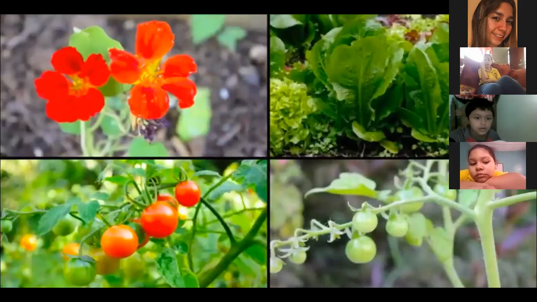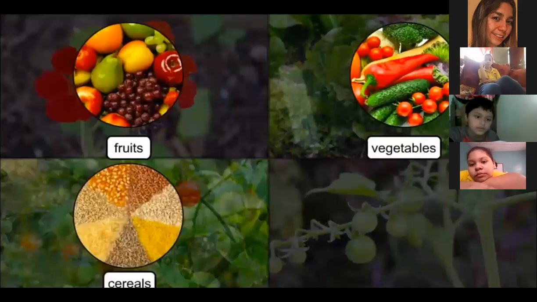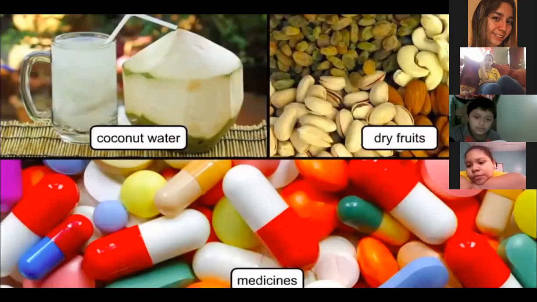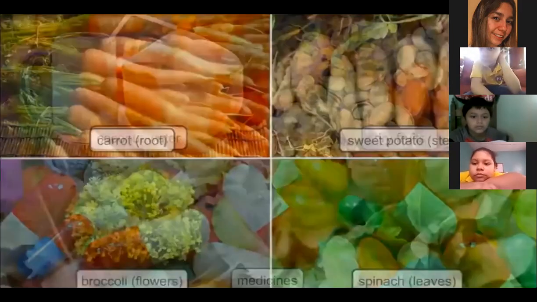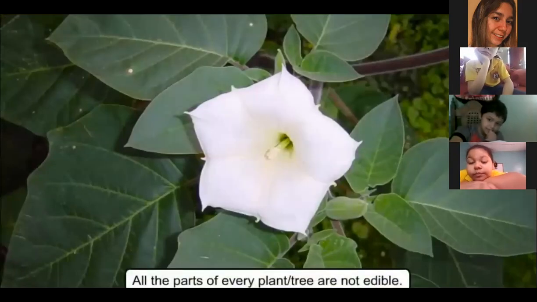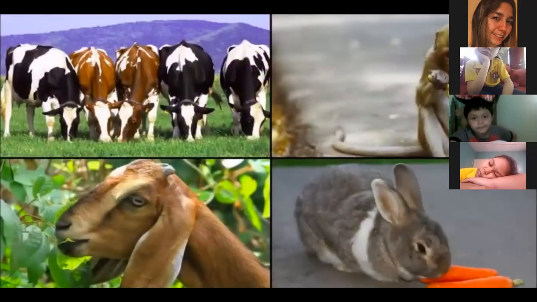A lot of food we eat, like fruits and vegetables, cereals and pulses, and so many other goodies, come from these storehouses in plants. Most of the food we eat comes from different parts of a plant's body. But all the parts of every plant or tree are not edible. Animals also eat different parts of plants.